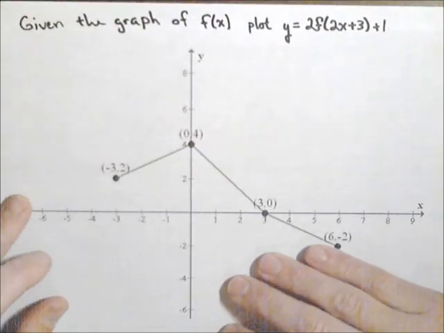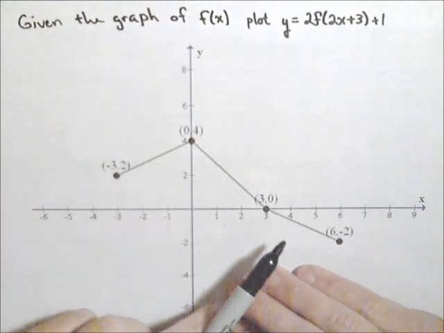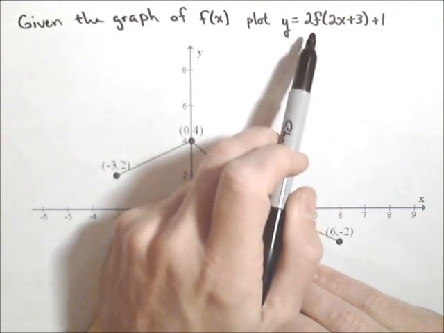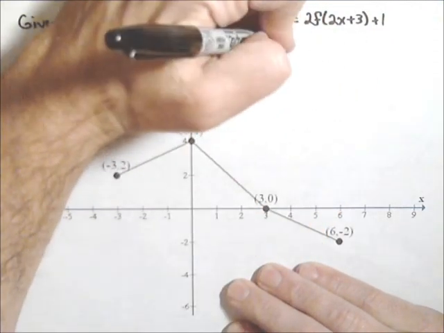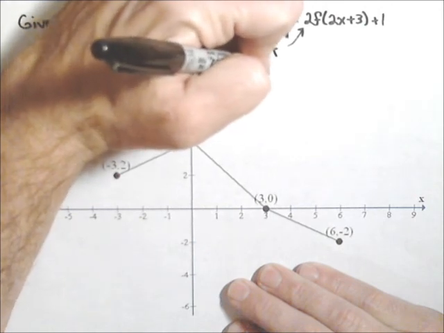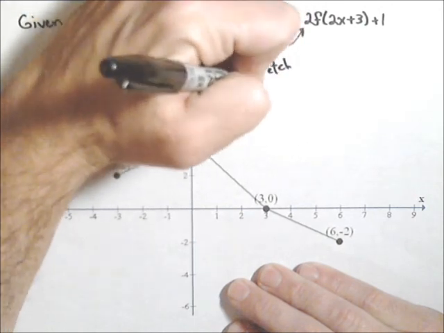So in this video we are going to look at shifting the graph of f of x given its plot in 4 points based on all these transformations. We have a lot going on in this one here. The 2 on the outside is going to be a vertical stretch by 2.